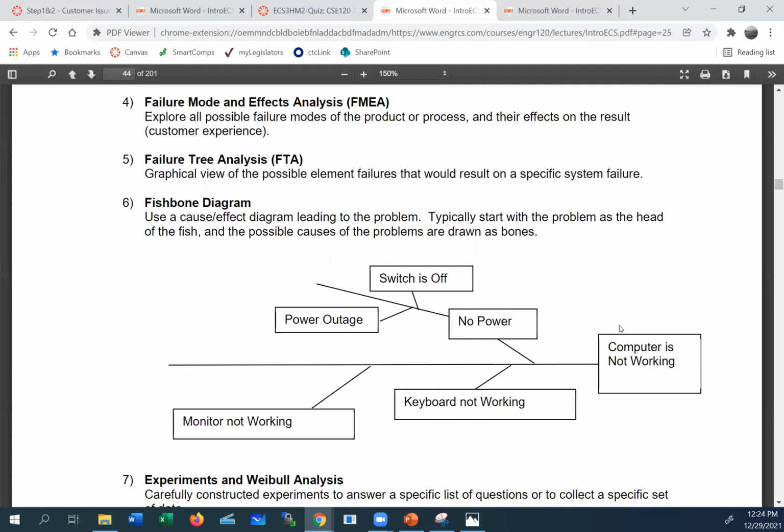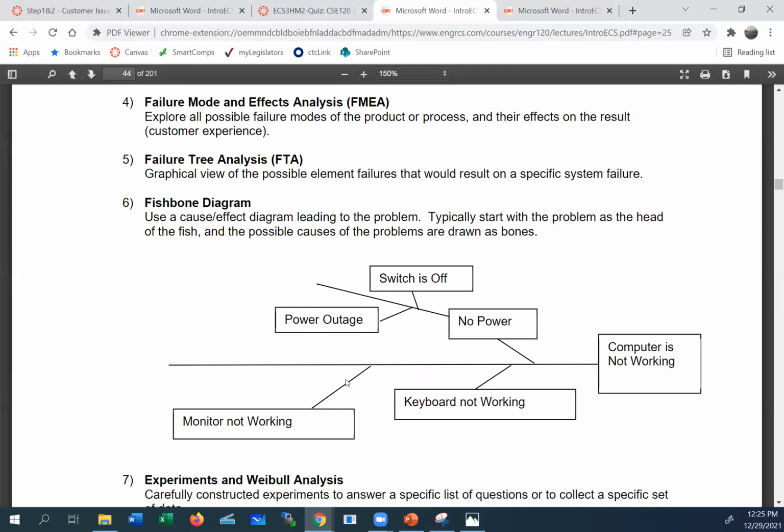So if you have a problem, that would be the head of the fish. For example, my computer is not working would be the head of the fish. Then you come back and try to figure out what possibly could be causing that. You have no power. Sure, that could be the reason my computer is not working. Is it the keyboard not working? And you go down this branch and explore the keyboard. If you don't have power, did you turn the switch on your computer? Does your home have power? Does your outlet have power, and things like that?